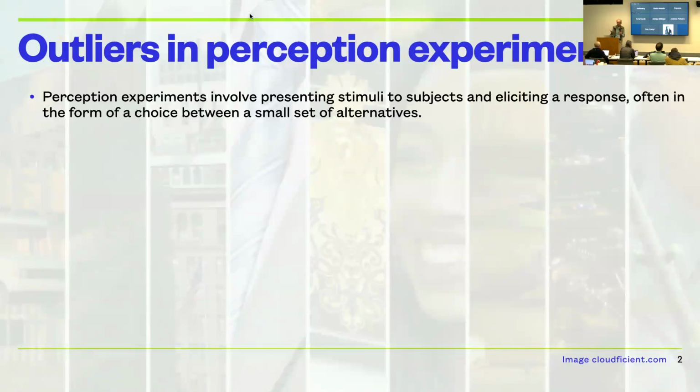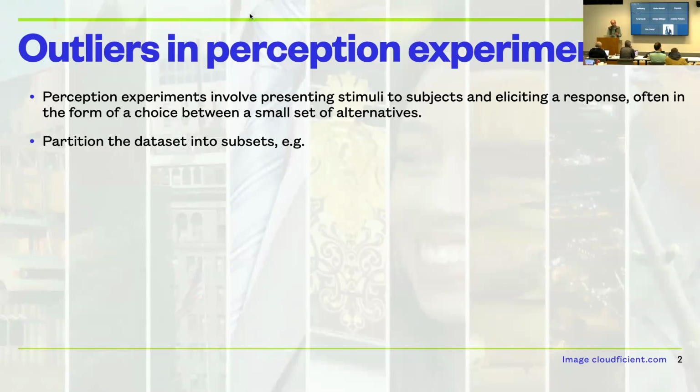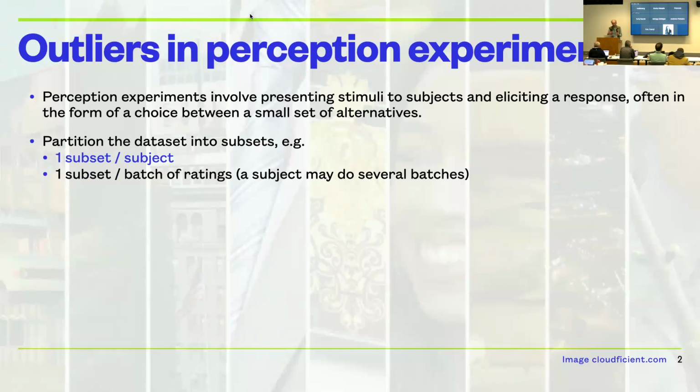Perception involves stimuli presented to subjects, and they elicit a response, often in the form of a choice between a small set of alternatives, like ACR. Then the data set is subdivided into subsets, like one subset per subject. The idea is we would like to identify the subset or the subjects that are outliers and discard them. Or one subset per batch of ratings.